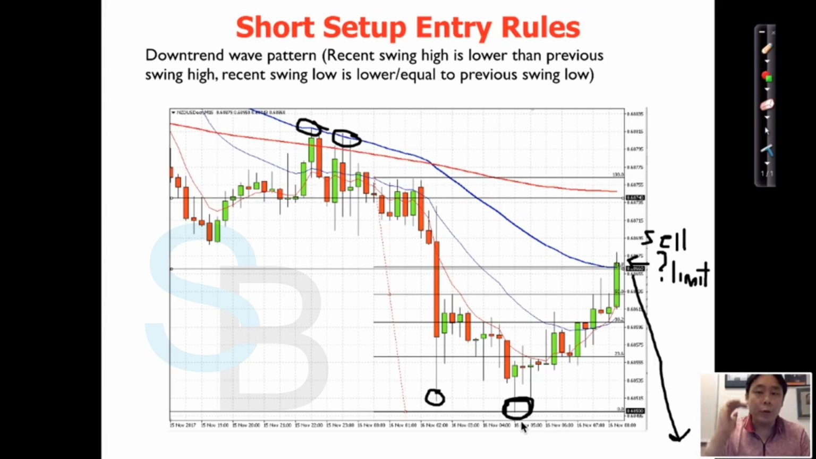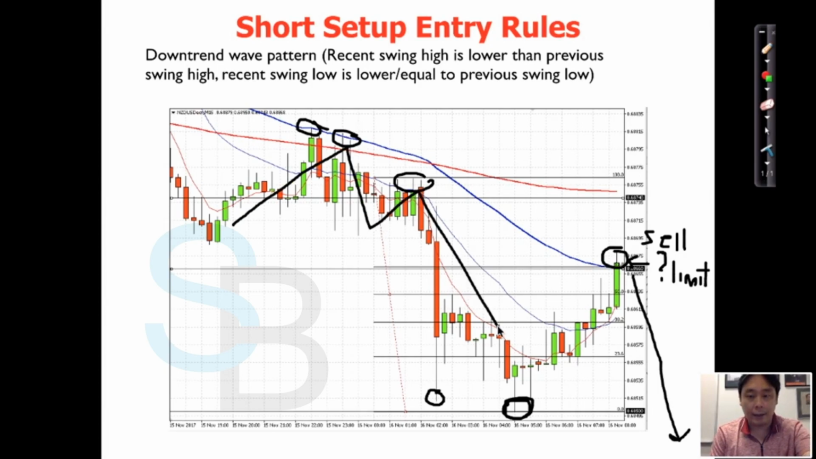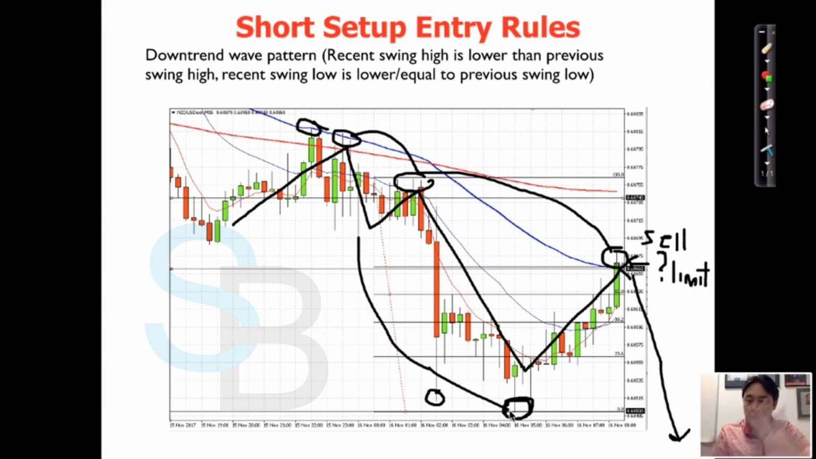Next, where is the recent swing high? This is the recent swing high, or where we intend to sell. And is the recent swing high lower or equal to the previous swing high? Where's the previous swing high? There we are, there's a previous swing high, right? So it goes like that, like that, like that, okay? So you can see it makes lower highs and lower lows. We want to see that downtrend wave pattern, right? So it fulfills all the criteria. So it is a valid trade.